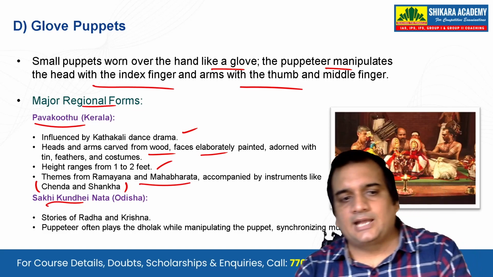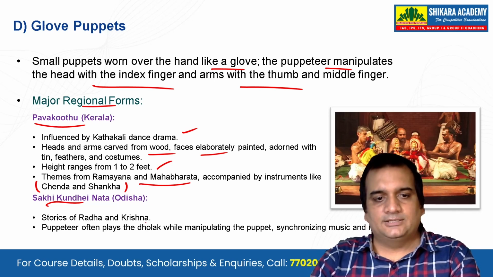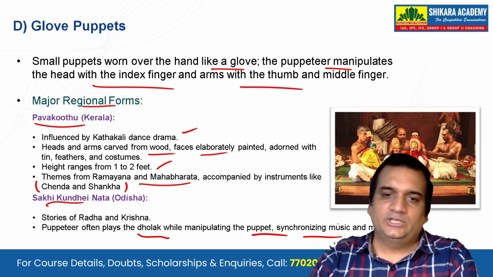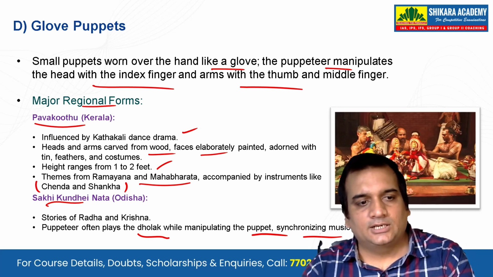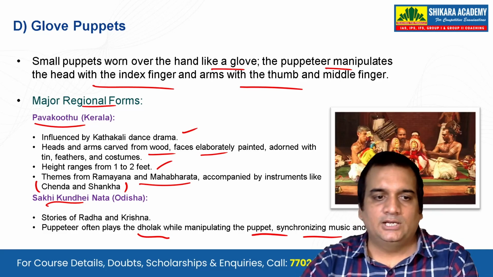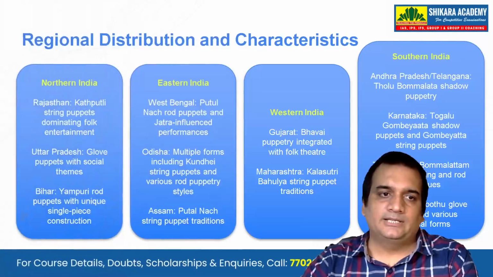Sakhi Kundhei Nata, that is in Odisha, tells stories of Radha and Krishna. The puppeteer often plays the dholak while manipulating the puppet, synchronizing music and movement. So both in Pavakuttu and also in Sakhi Kundhei, we are seeing that they use instruments like dholak, chenda and sankha. So this is the glove puppet that you see.